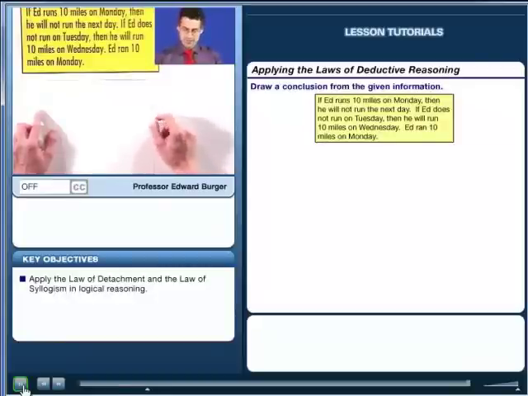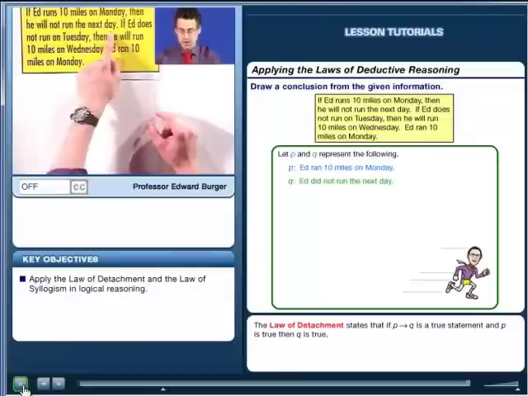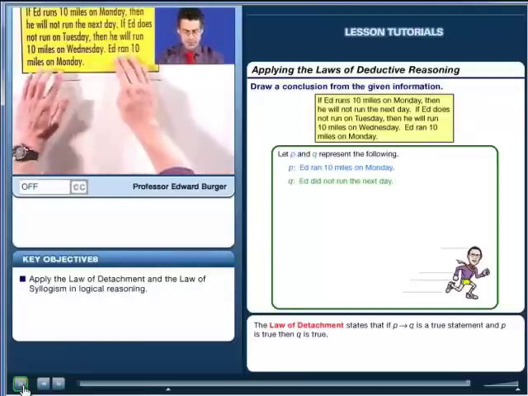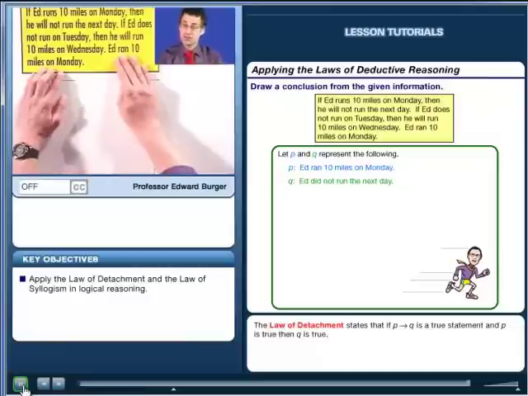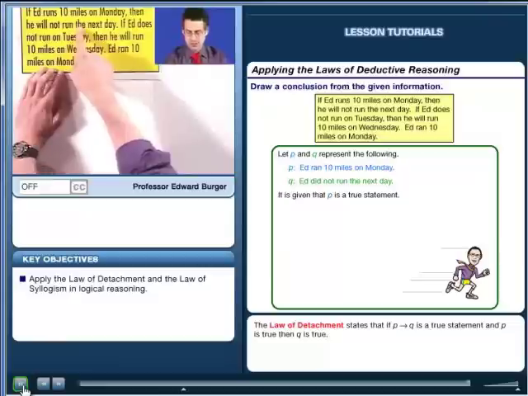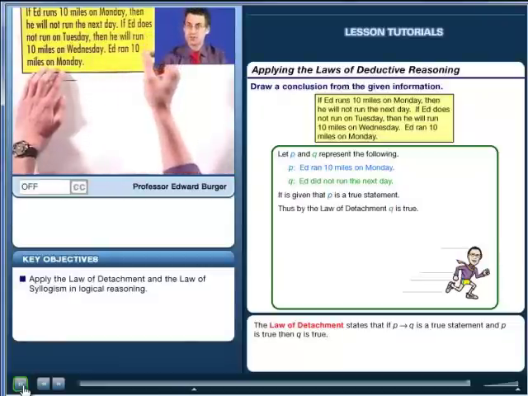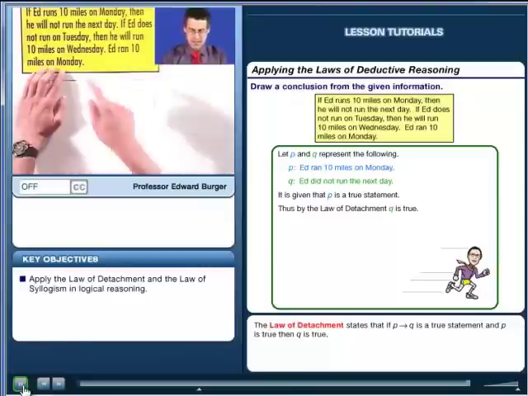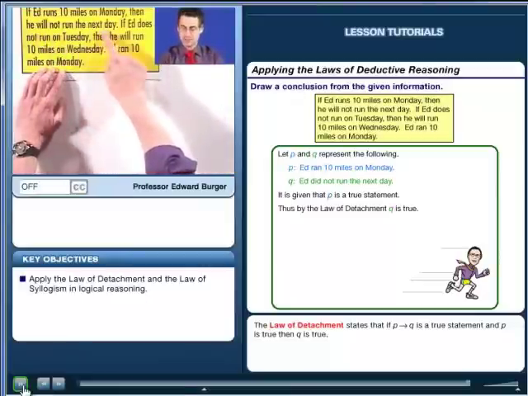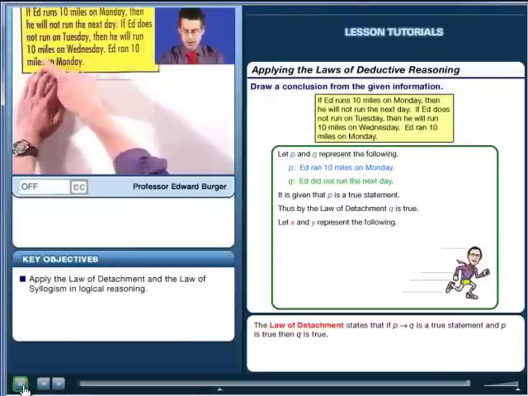Well, actually, if we write this out, we can make an interesting conclusion because we can apply the law of detachment. The first statement says, if Ed runs 10 miles on Monday, then he will not run the next day. Well, we're given at the very end that Ed ran 10 miles on Monday. We know that's true. So by the law of detachment, if I think of this as if P then Q, then this last statement tells me that P is true. That implies that Q is true. So now I know that he will not run 10 miles the next day. Well, the next day, of course, is Tuesday.